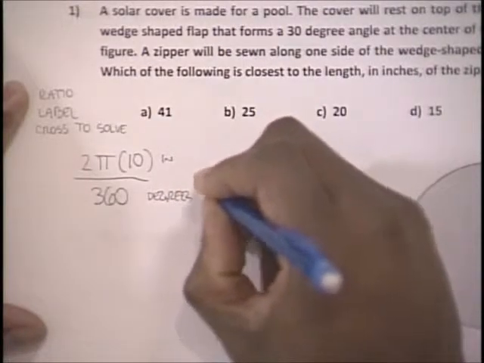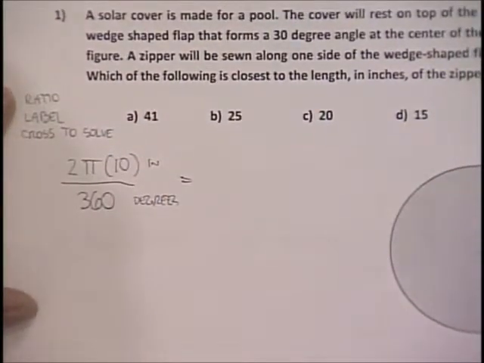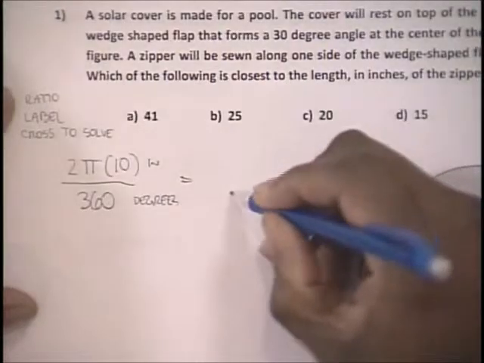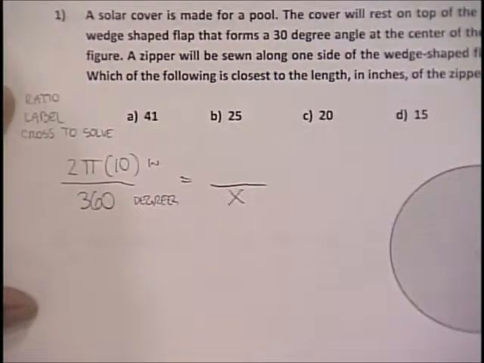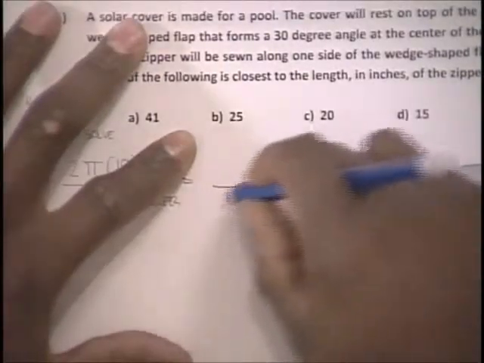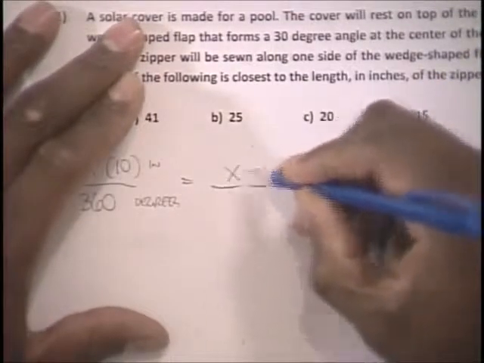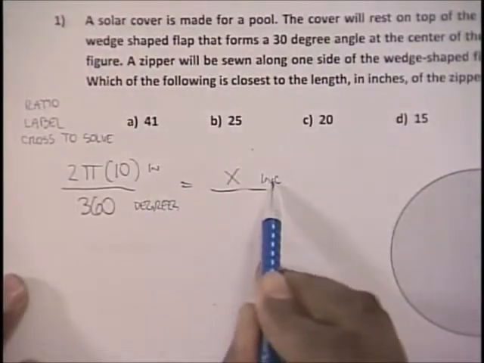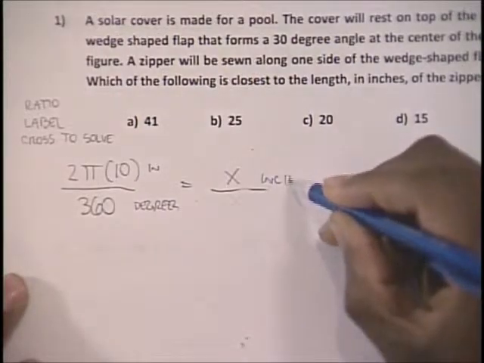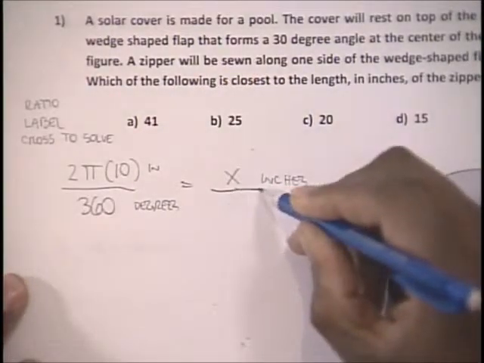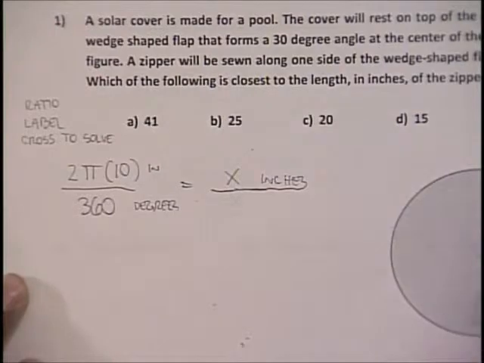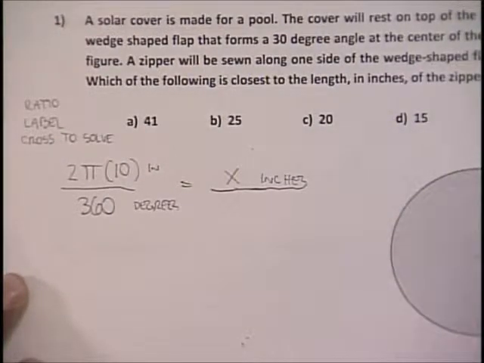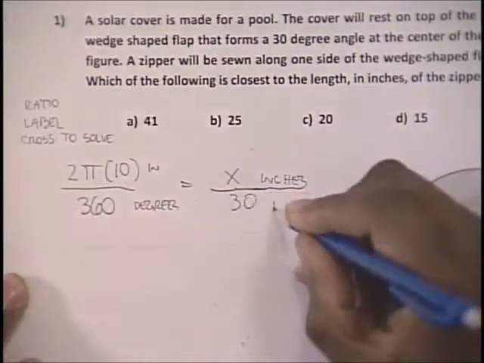Then you want to know what this length is. So what's unknown is this length in inches. Let's put the unknown up top, x inches. If we had not labeled that inches, you wouldn't have known to make that inches. That's why we've emphasized the importance of labeling. Now, the degree measure here is 30. That's a central angle, so that has to be 30 degrees.